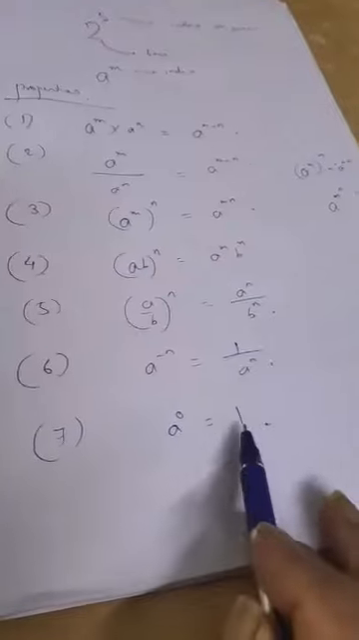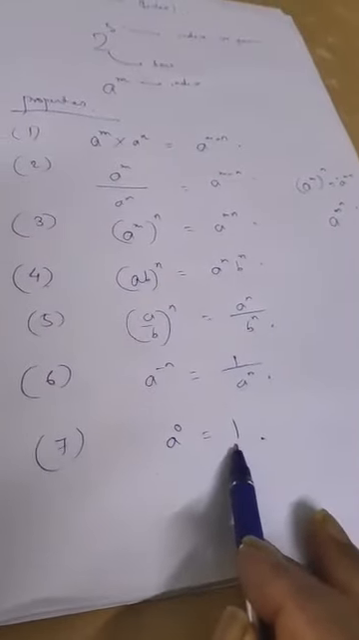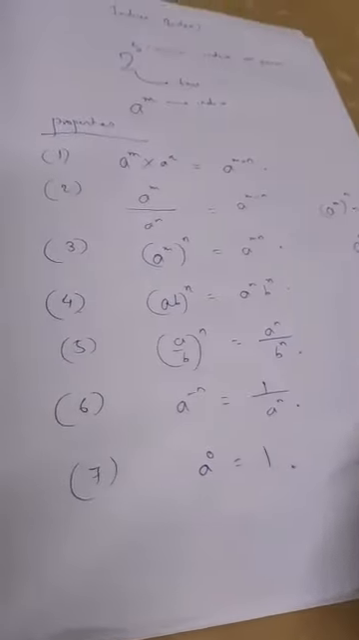A to the power 0 equals 1. Now, we can prove that a to the power 0 equals 1. Now, what we can do? We know a to the power m by a to the power n equals a to the power m minus n. Let m equal to n.